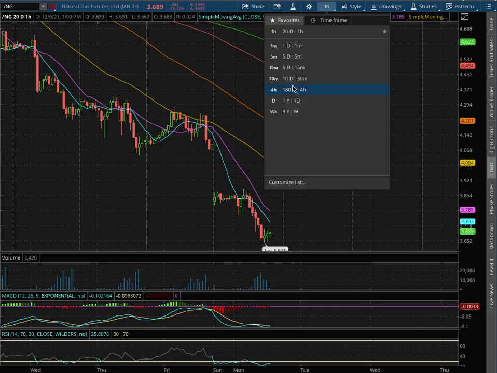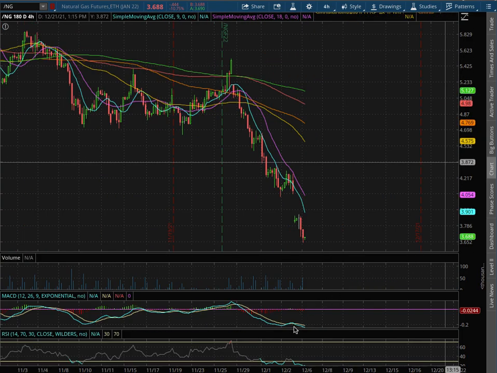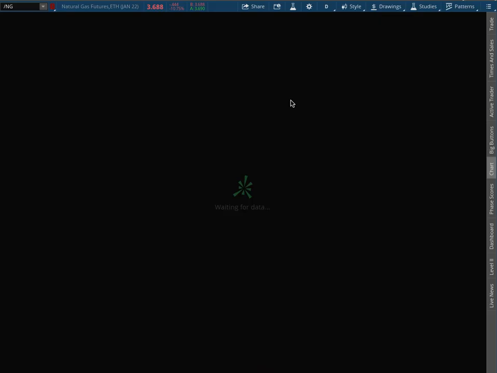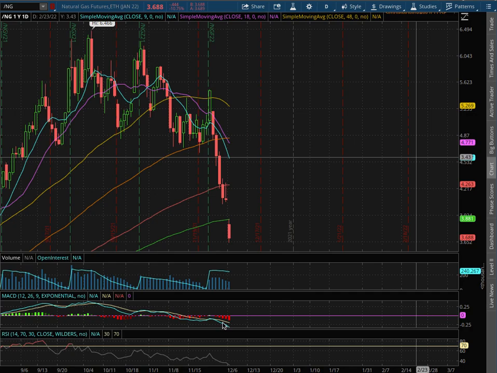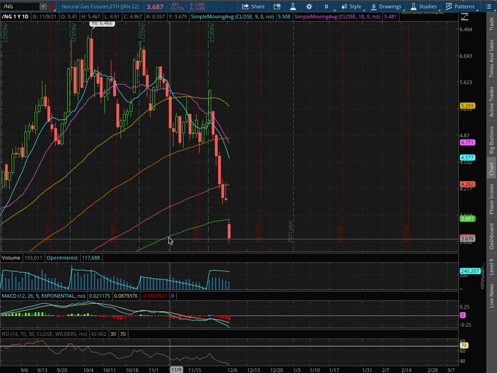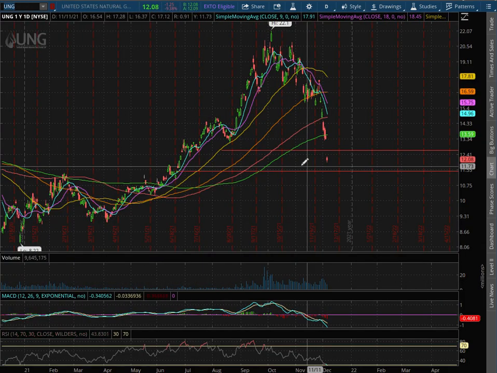As we extend that to the 4-hour chart, we are in negative MACD and at oversold condition with the RSI. As we extend that further to the daily chart, we are in negative MACD and approaching oversold levels with the RSI. We are now below the 200 moving average, this green line, and that is at a price of $3.89.